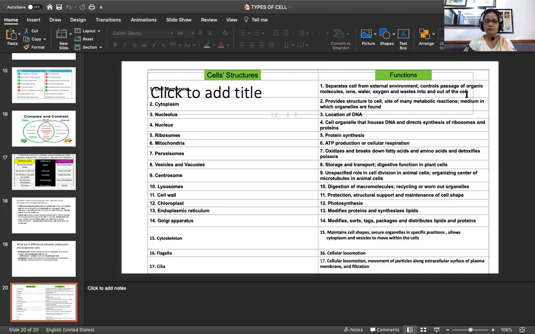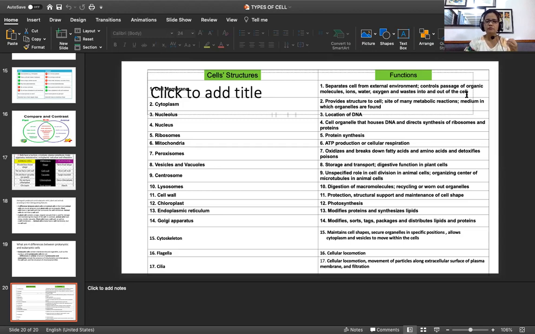Depende kung anong klase ng molecule. Kasi pag organic molecule, meron tayong tinatawag na channel. Okay, channel protein where this molecule can pass through inside and outside the cell. We also have the sodium potassium pump. Okay, these are also channels, no? Okay, so pag pumasok ang potassium, kailangan lumabas ang sodium and vice versa.